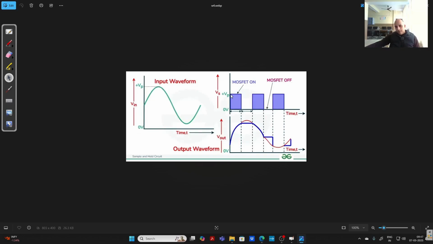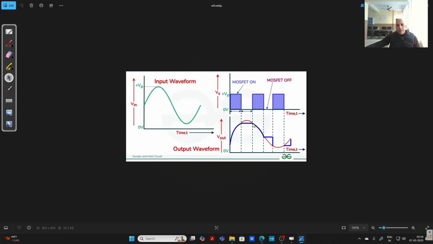This is the MOSFET. Now you can see during this time the MOSFET will be open, and during this time the MOSFET will be open. And this was the input waveform, this red one. So when the MOSFET is on, you can see the output waveform, meaning charging of the capacitor. When this is on, the capacitor wants to charge in this way, and at this point the MOSFET is off. So the capacitor, whatever value of the voltage is here, it will be held for this period of time.